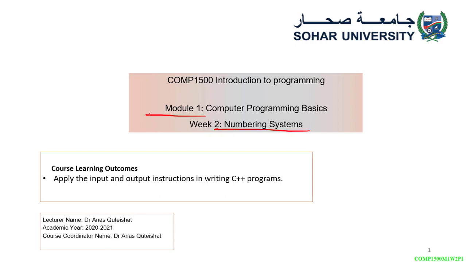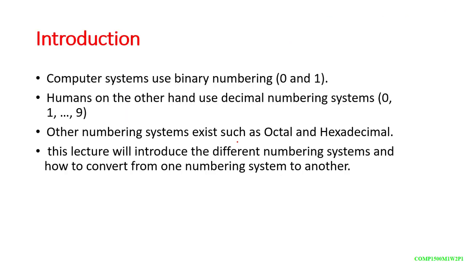Today we are going to talk about numbering systems, which falls under week number 2 for module 1. In this week we are going to talk about binary numbering systems, then decimal numbering systems, which is the numbering system we are used to. Then we have octal and hexadecimal numbering systems. Everything will be done with examples, so let's go forward.